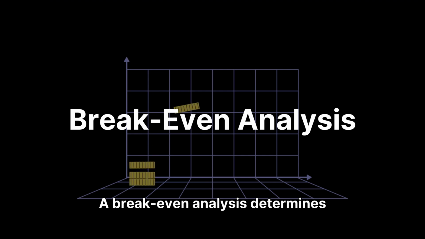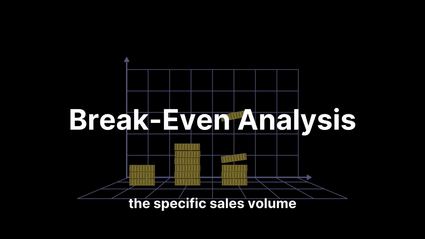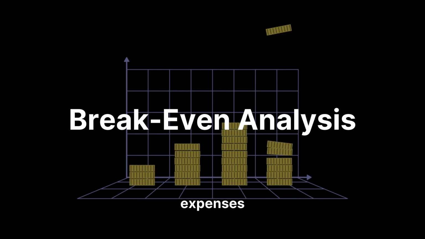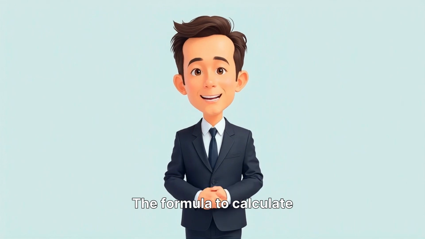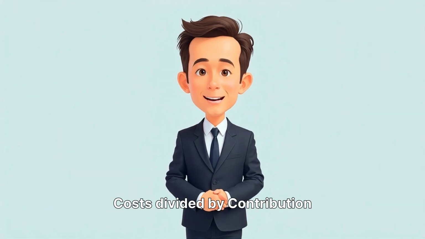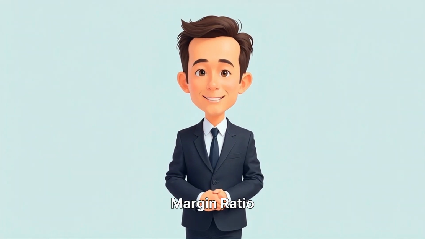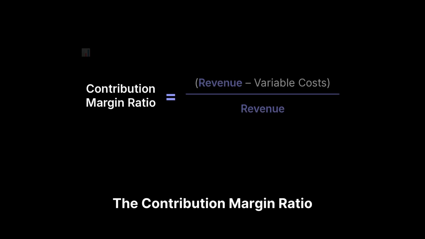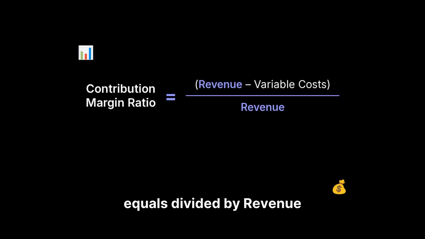A break-even analysis determines the specific sales volume which covers all business expenses. The formula to calculate break-even sales is fixed costs divided by contribution margin ratio. The contribution margin ratio equals divided by revenue.